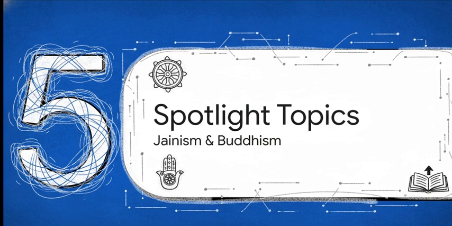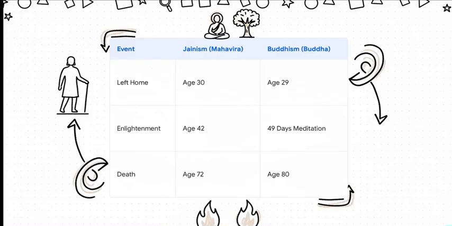Now I want to give you a little taste of what a deep dive into a high-yield topic really looks like. Our analysis shows that Jainism and Buddhism are always hot topics, so let's put them right in the spotlight. This slide is a great example of how you can study way more effectively. It organizes key, comparable facts that are asked all of the time.